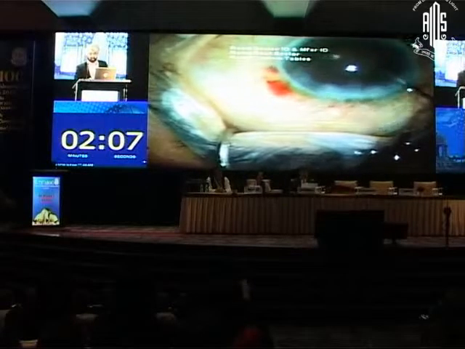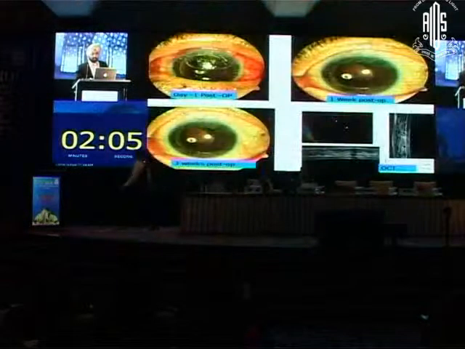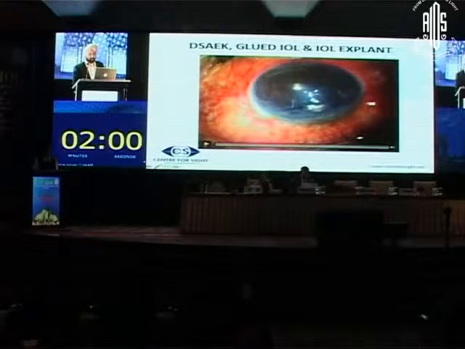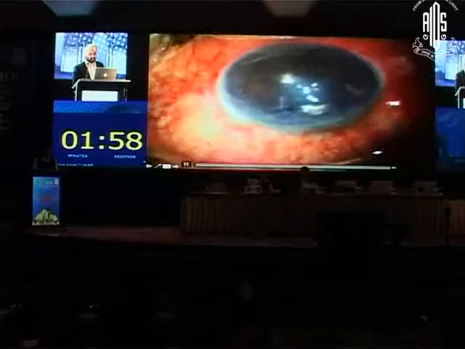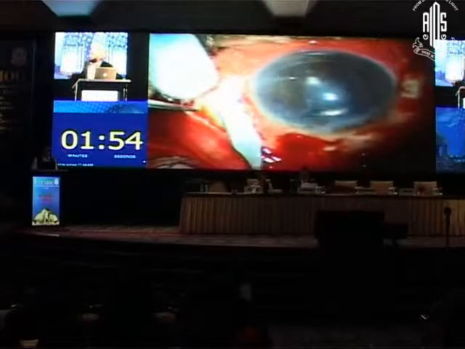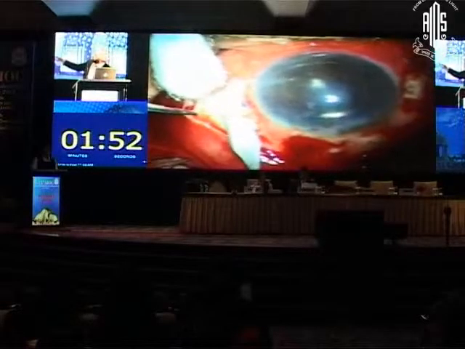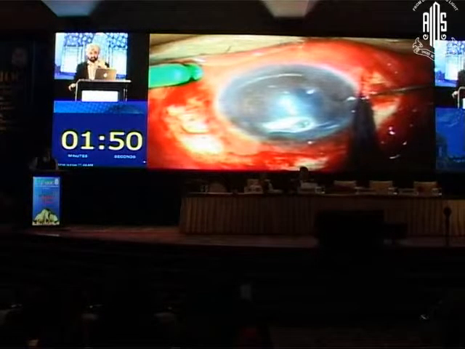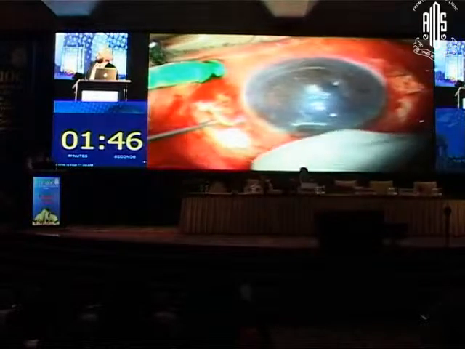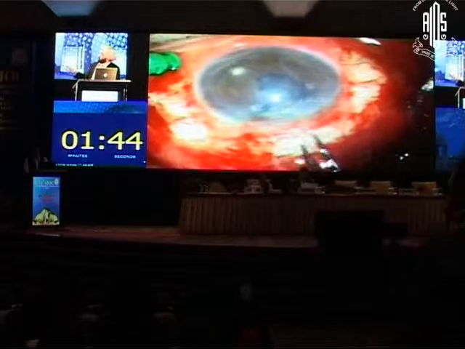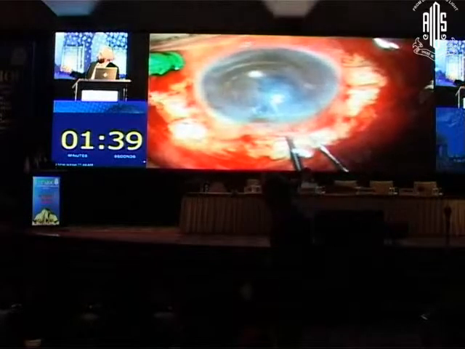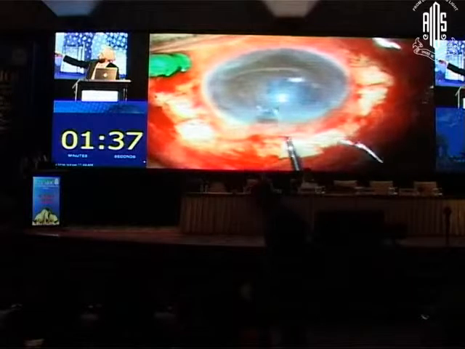So I'll just show you one which is not something which went perfectly, and this is a case of a DSEK, a glued IOL, along with an explant that is there. So you see in this particular case, there is an anterior chamber lens that was put 14 years ago, and after 14 years, the cornea started to decompensate. So what is the option that you have? So we go ahead, make a scleral incision because it's a PMMA lens. We remove the lens, and you can see that there are adhesions there.